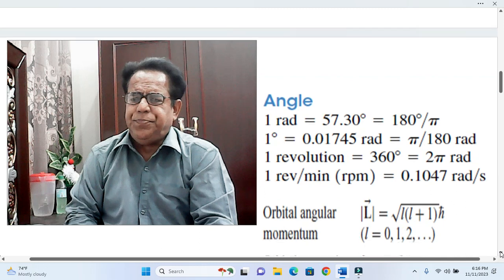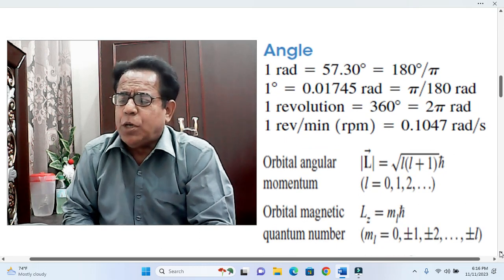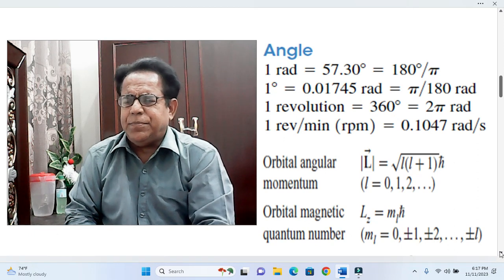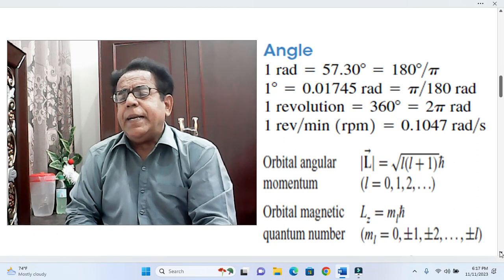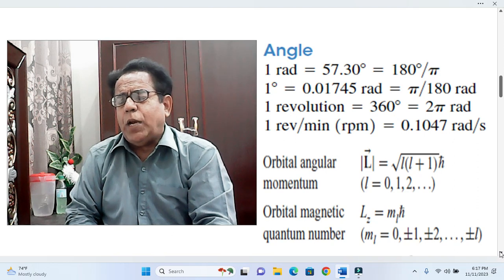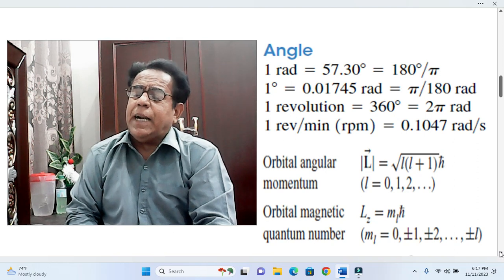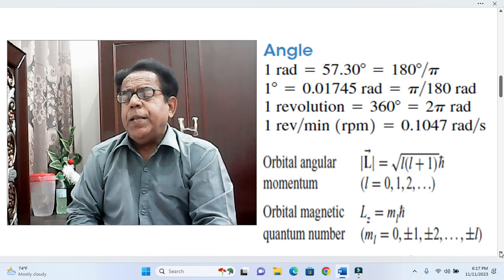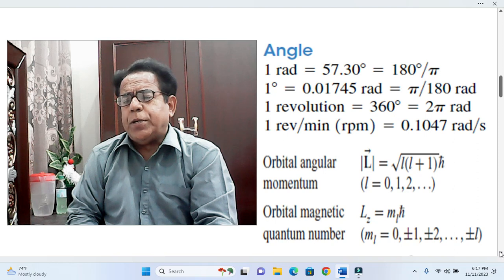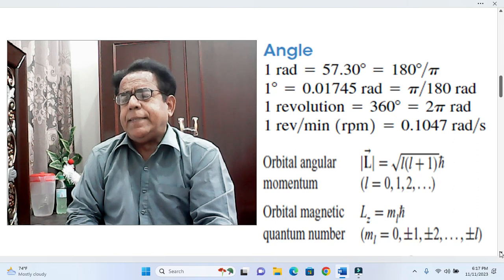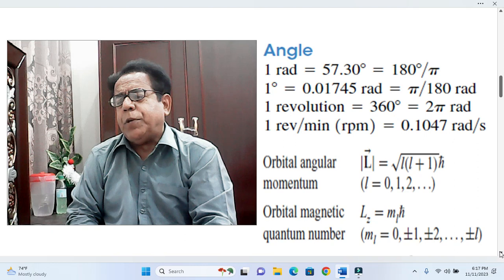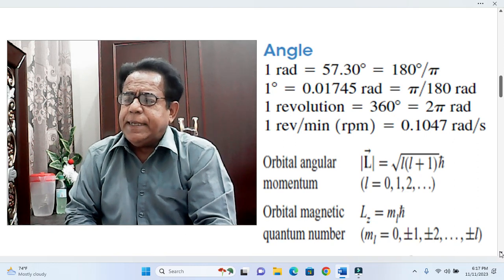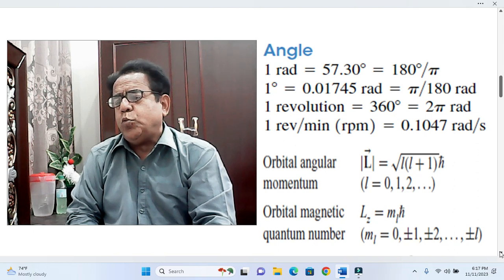Next snapshot deals with the angle conversions. 1 radian is equal to 57.30 degree, which alternatively equals 180 degree divided by pi. 1 degree is equal to 0.01745 radian, which alternatively equals pi over 180 radian. 1 revolution is equal to 360 degree, which is alternatively equal to 2 pi radian.